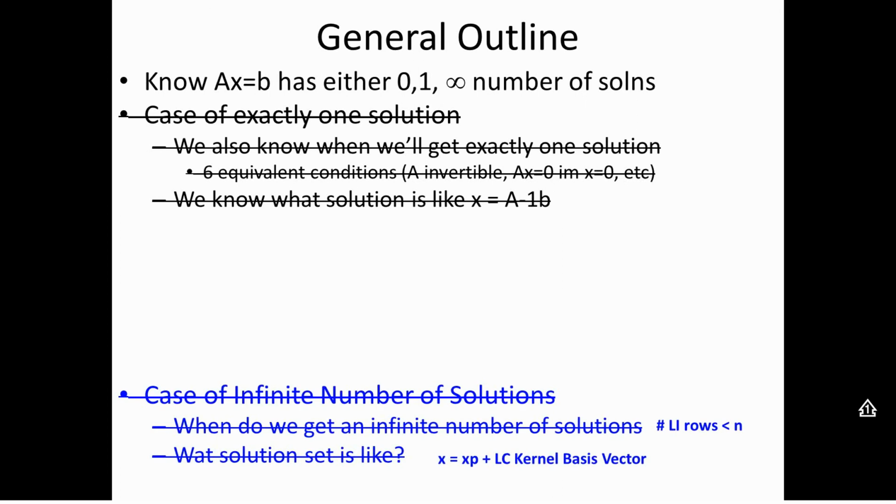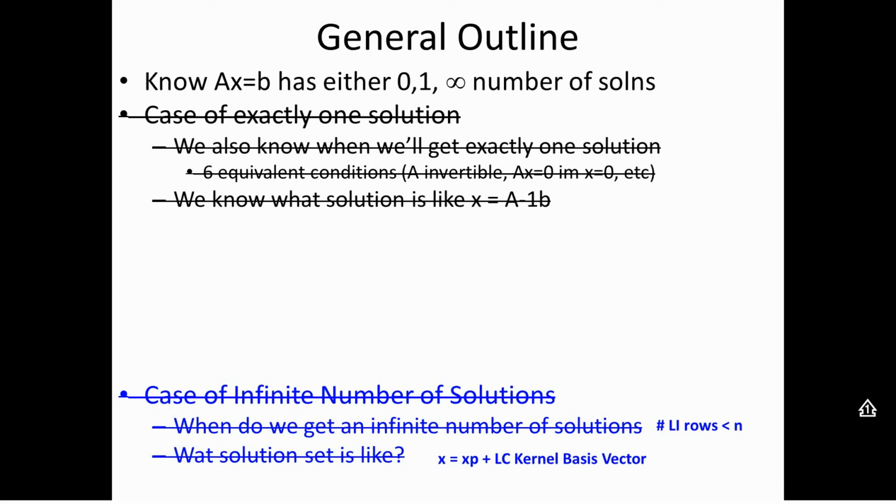And we also dealt with the case of an infinite number of solutions. We know when we're going to get an infinite number of solutions. In the last couple of videos we showed that occurs when the number of linearly independent rows is less than n, the number of columns. And we saw what the solution looked like. It's a particular solution plus basically a linear combination of the kernel basis vectors.